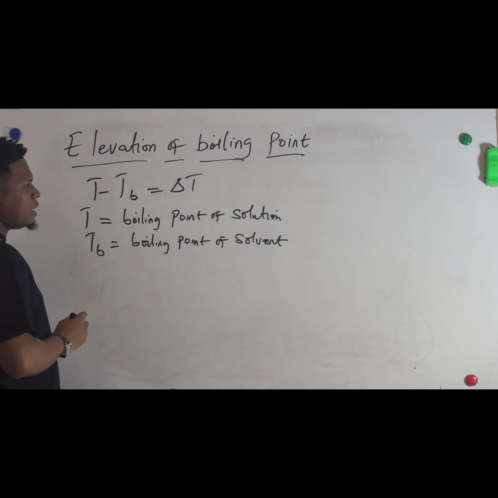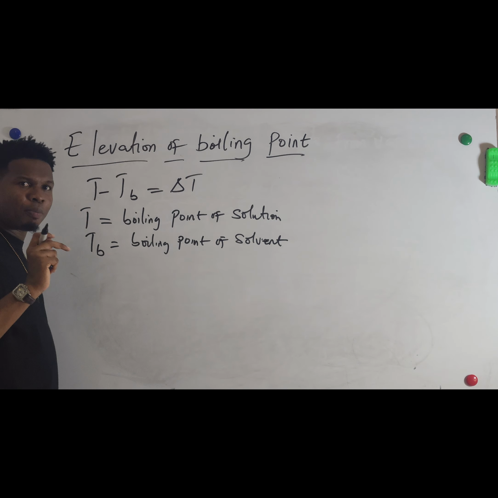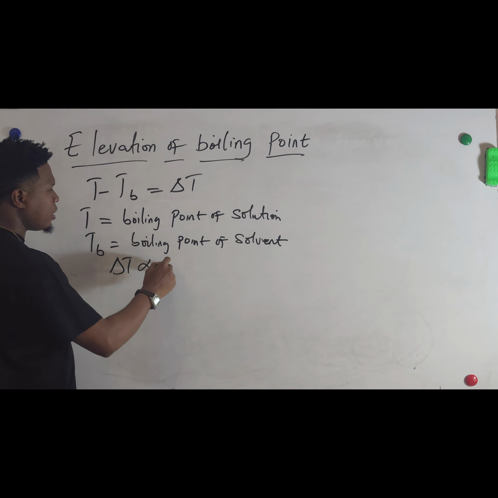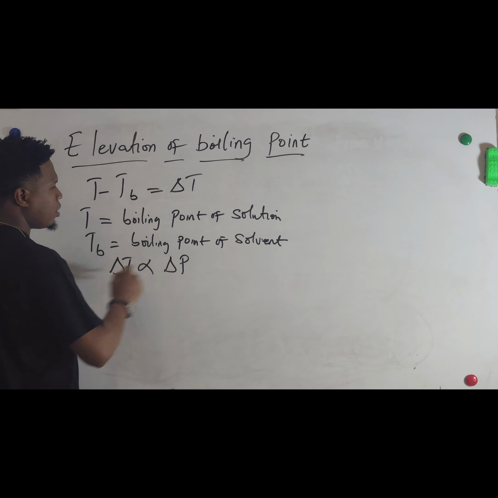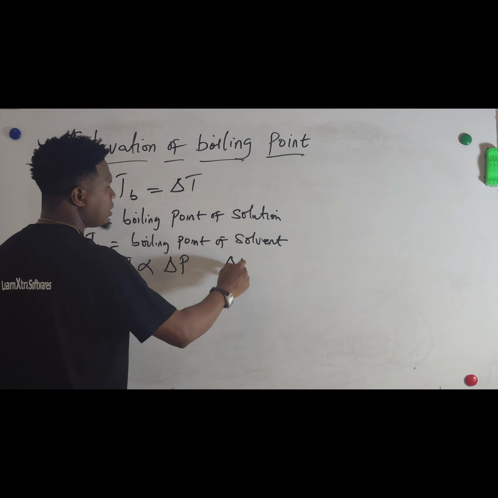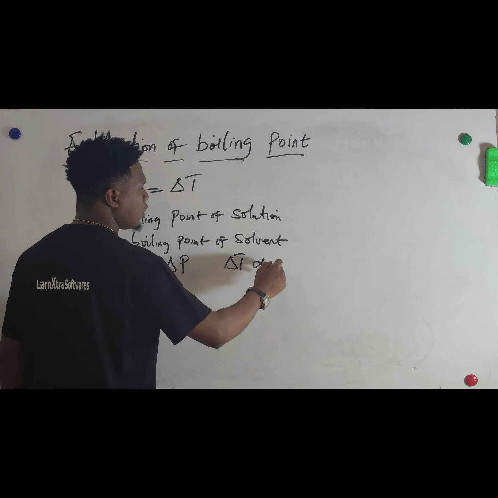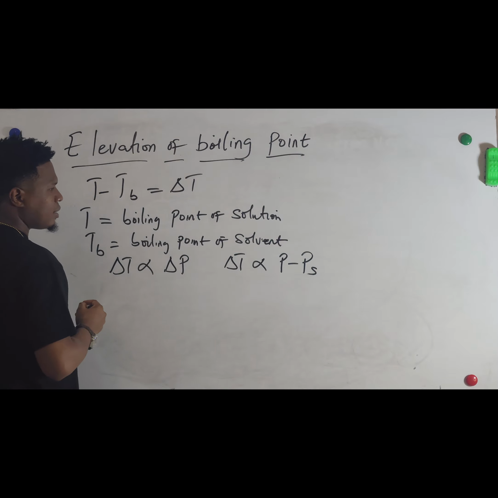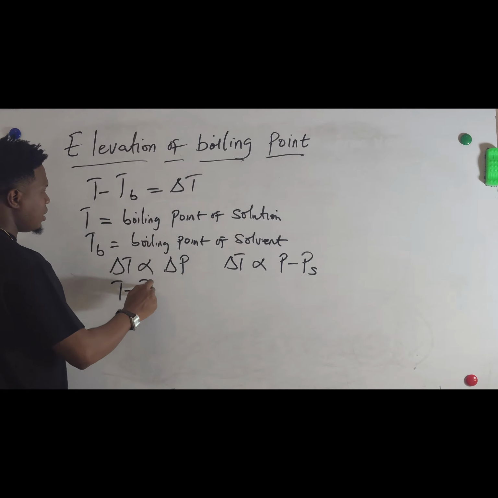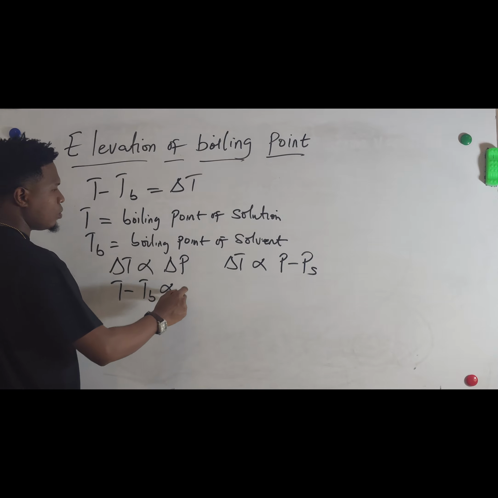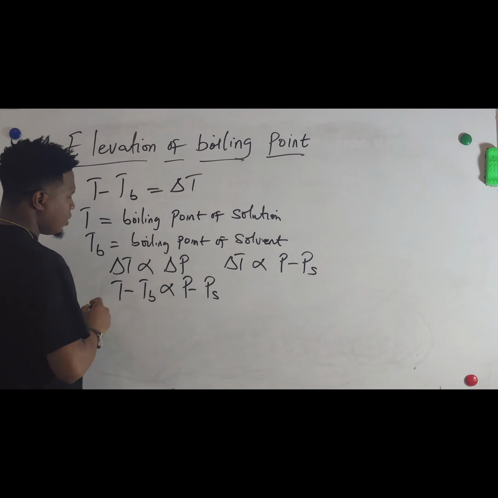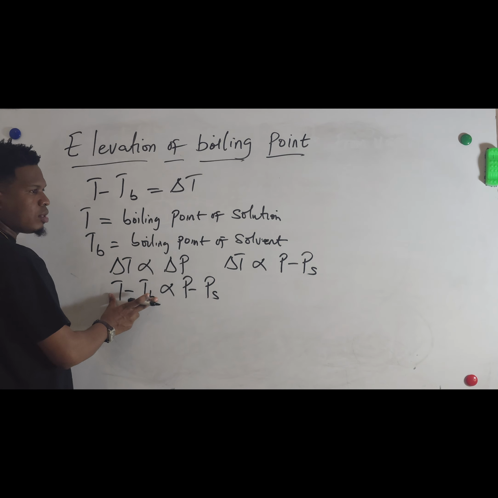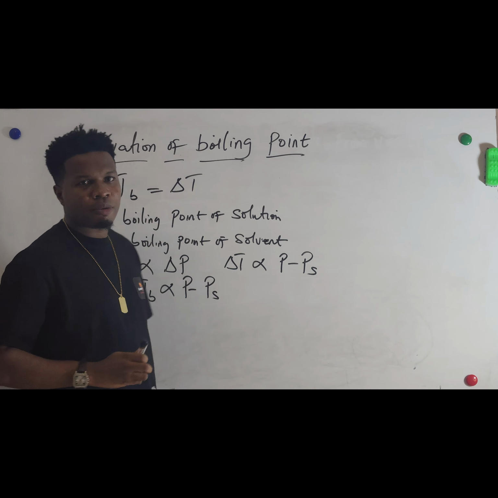So this elevation of boiling point is directly proportional to the Raoult's law. So we can say that change in T is directly proportional to change in P, or you can say that change in T is directly proportional to P minus PS. So we can say that T minus TB is directly proportional to P minus PS. Whatever happens to this one, as this one increases or decreases, this one also does the same thing. So they are directly proportional.